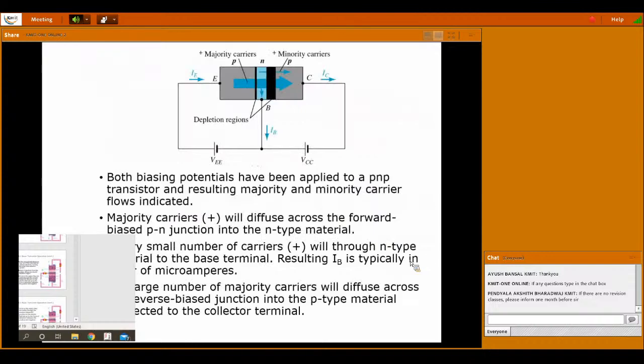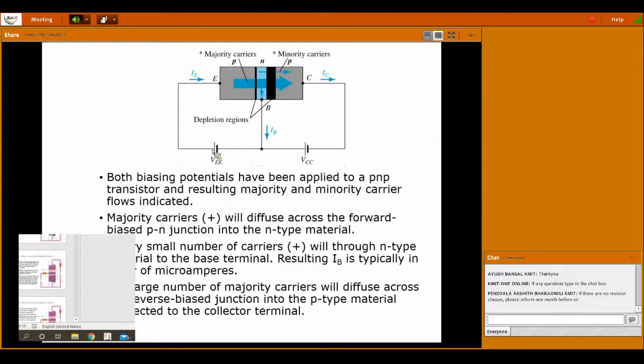So this is your overview, and these are the current components in your PNP transistor. IE is the emitter current, IC is the collector current, IB is the base current. Now the majority carriers in the P-type emitter, since it is a PNP transistor, are holes, and in the base the majority carriers are electrons. In the collector, because it is P-type, the majority carriers are holes.